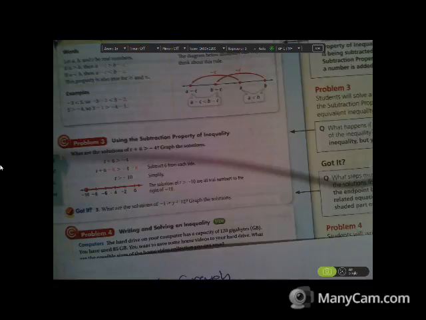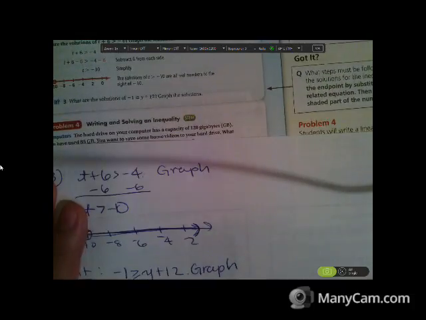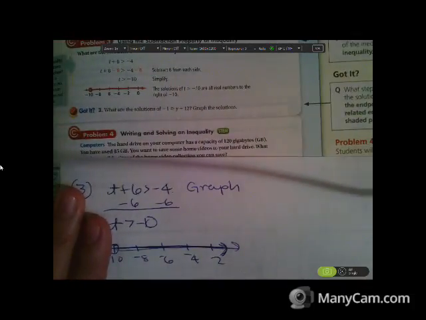Alright, and number 4, let's look at this part. Alright, so, you can't see it? Okay.